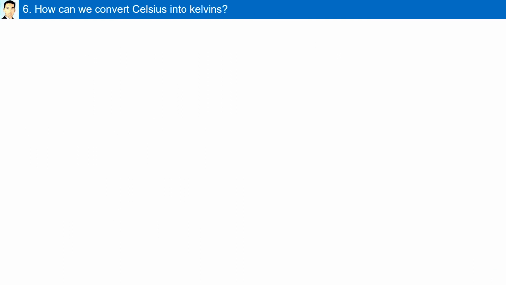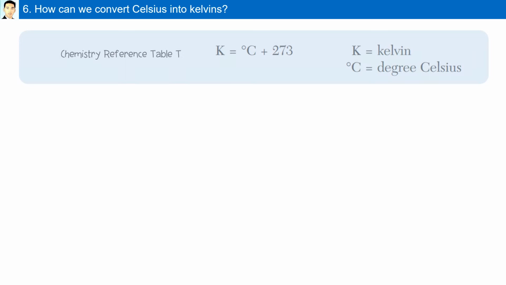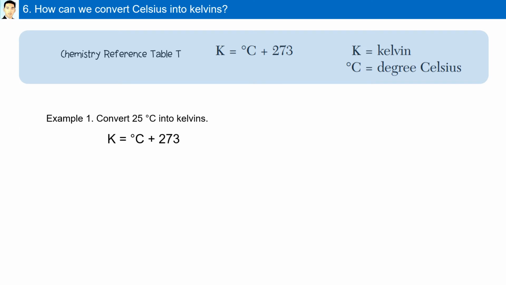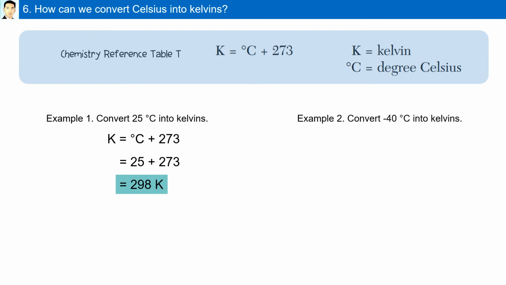How can we convert Celsius into kelvins? Using reference table T, Kelvin is equal to degrees Celsius plus 273. Example 1. Convert 25 degrees Celsius into kelvins. Using our formula, Kelvin is equal to degrees Celsius plus 273. Substituting 25 for degrees Celsius, we have 298 kelvins. Example 2. Converting negative 40 degrees Celsius into kelvins. Substituting into our formula, negative 40 plus 273, we have 233 kelvins.